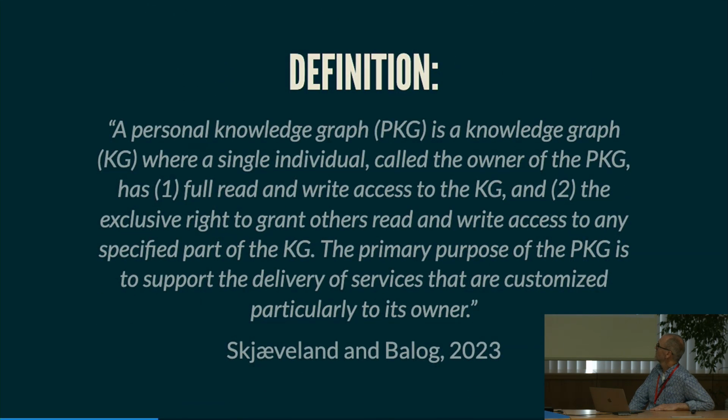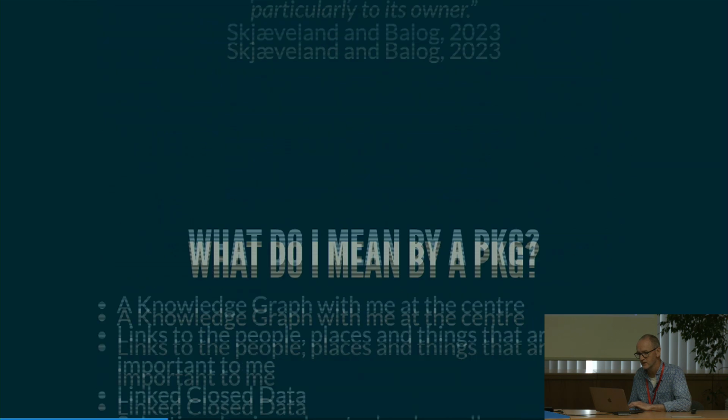Here's a slightly more specific one. A personal knowledge graph is a knowledge graph where a single individual, called the owner of the PKG, has full read and write access to the knowledge graph and the exclusive right to grant others read and write access to any specified part of the knowledge graph. The primary purpose of the PKG is to support the delivery of services that are customized particularly to its owner. Okay, so there isn't exactly an agreement what a personal knowledge graph is at the moment. It's definitely a work in progress.